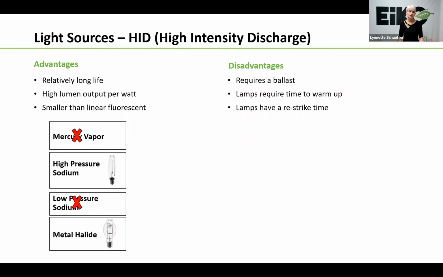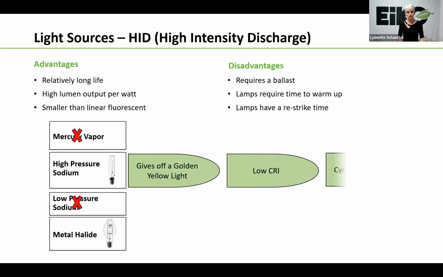So you can imagine when you lose power, say in an industrial application, there could be major security and safety concerns, not to mention the downtime and the cost that are also incurred when you have a power outage and you are using HID lamps. Now, the biggest difference between a high pressure sodium and a metal halide is that a high pressure sodium usually gives off a golden yellow light.